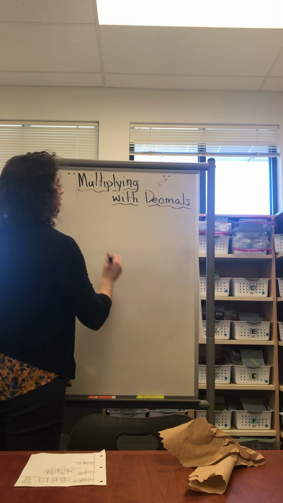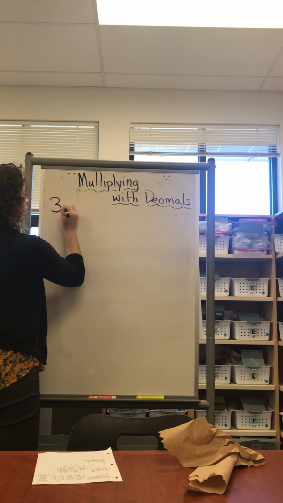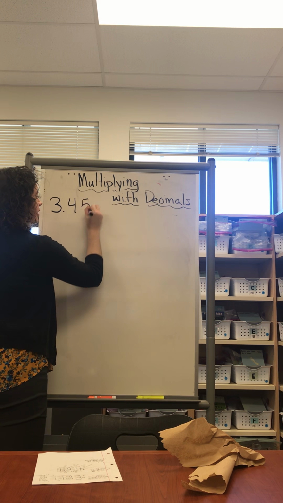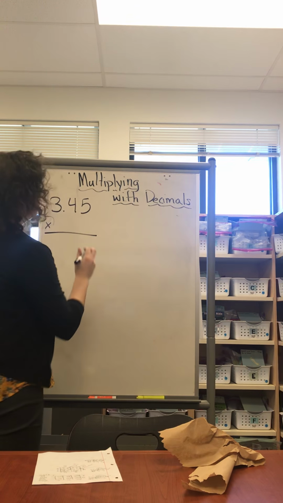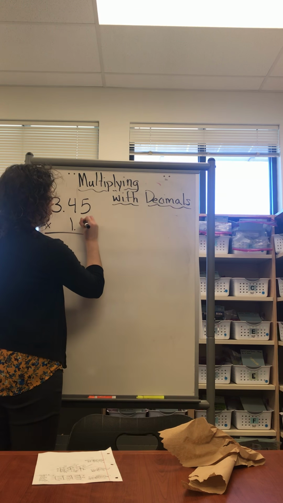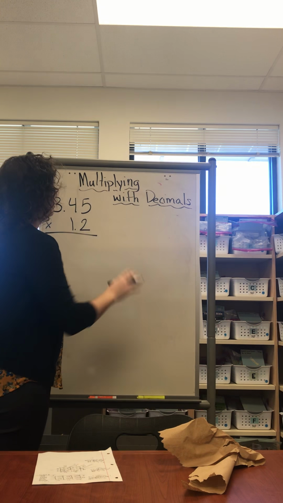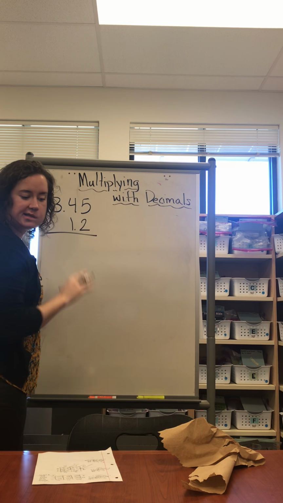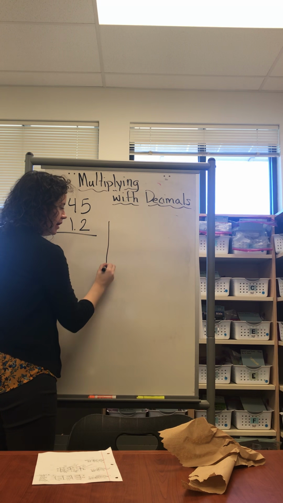So the first problem we're going to do is 3.45 times 1 2/10. So the first thing I tell the students to do is they need to forget about the decimals and they need to take care of the math. So I'm going to use the area model in this one.